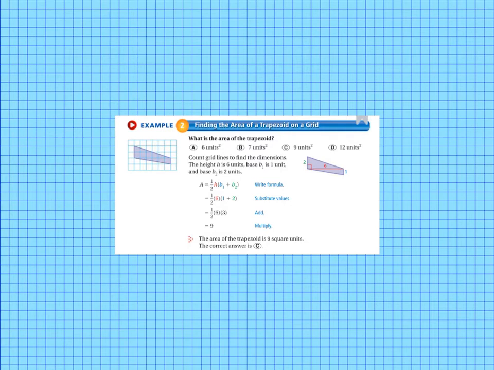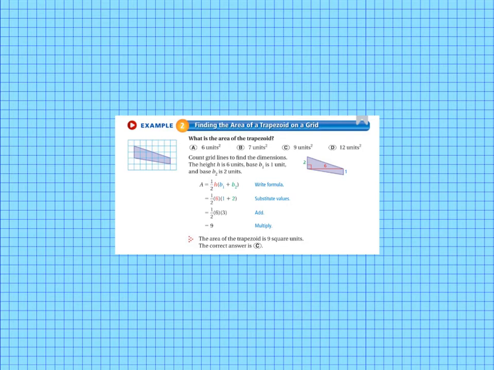And to add a little bit of fun to this, our trapezoid is turned a different direction than what we're used to seeing it. So our bases, our two parallel sides, are on the left and the right instead of top and bottom. But that's okay, we can do this. So it says count the grid lines to find the dimensions.